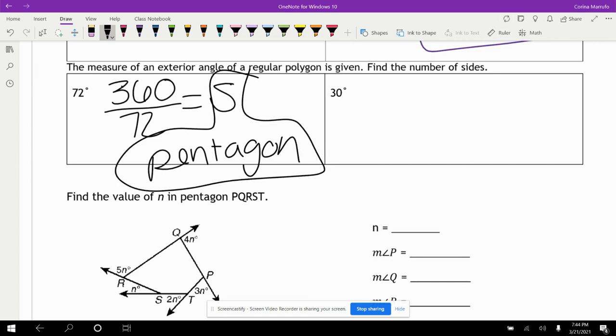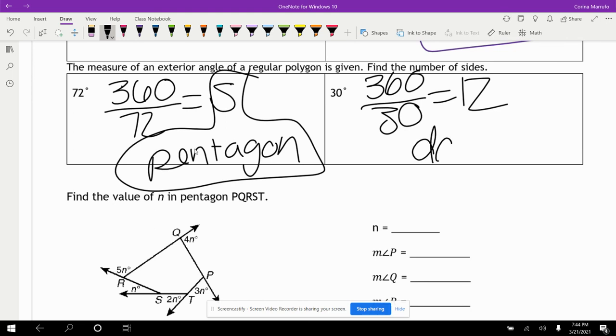Okay, now we have 30, so we take the 360 and we divide it by 30. So 360 divided by 30, that gives me 12. So that means we have a 12-sided figure, or what we call a dodecagon.